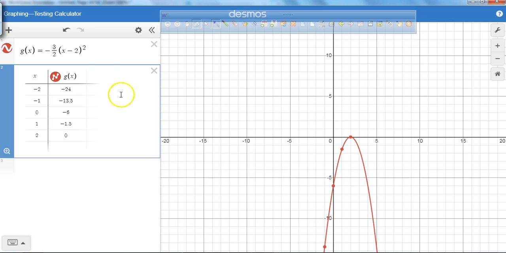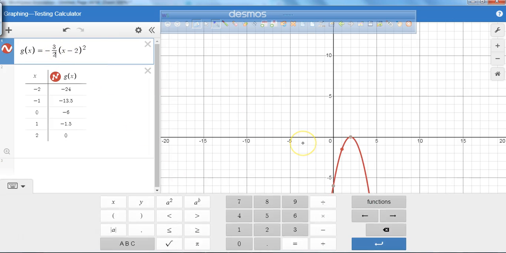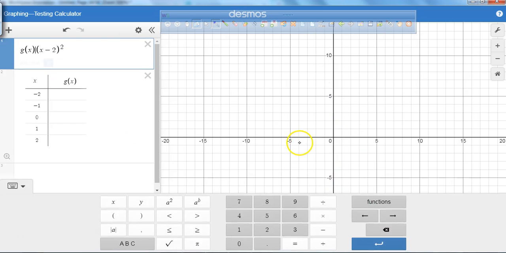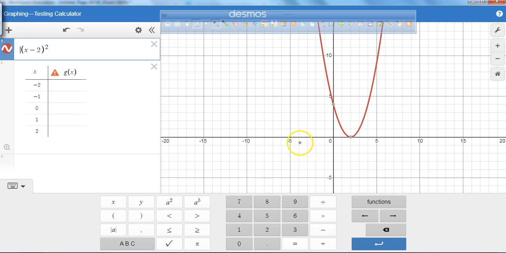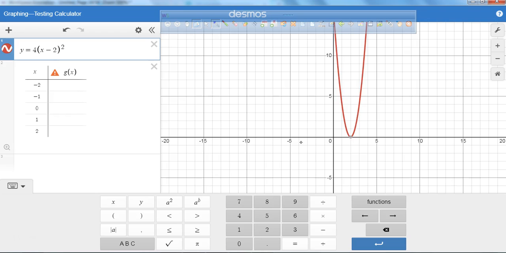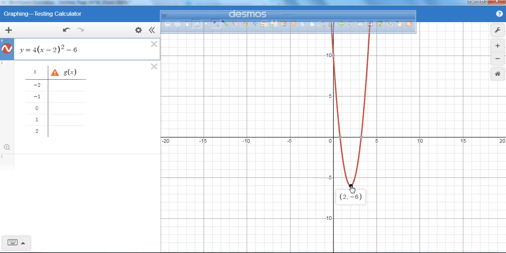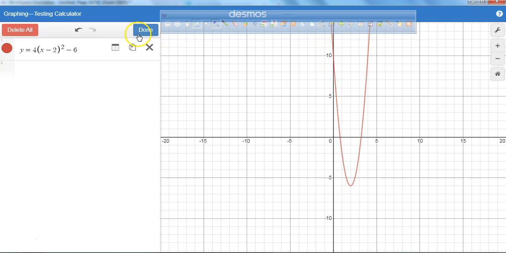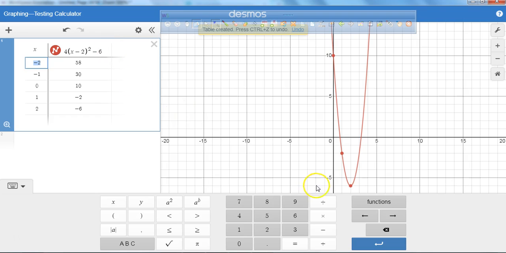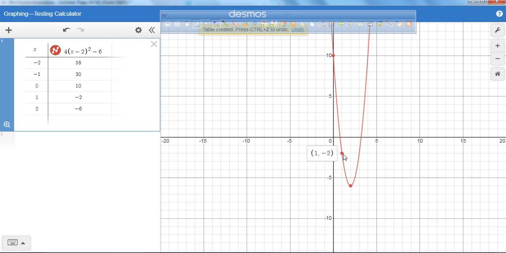So in Desmos, we'll go and type it in. Y equals 4 minus 6. You can see the point right here is at 2, negative 6 and 0, 10. You can make a table out of it. So if you plug in a 1, it could be 1 and a negative 2.